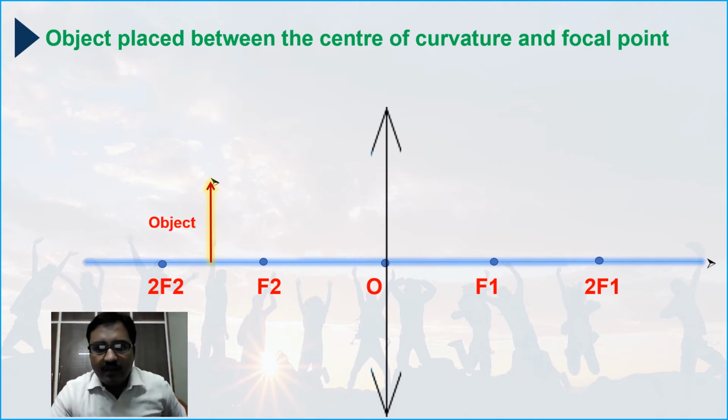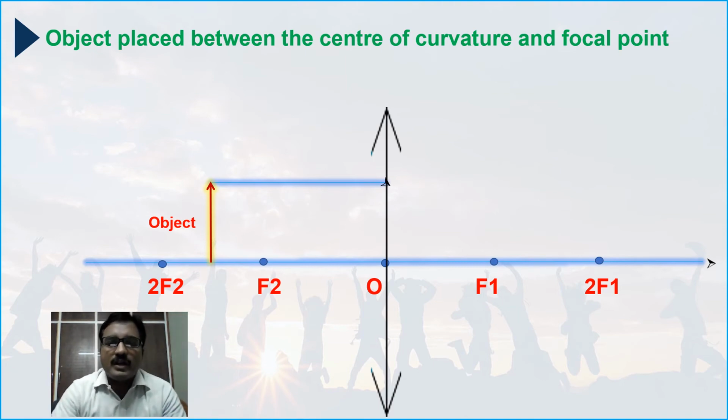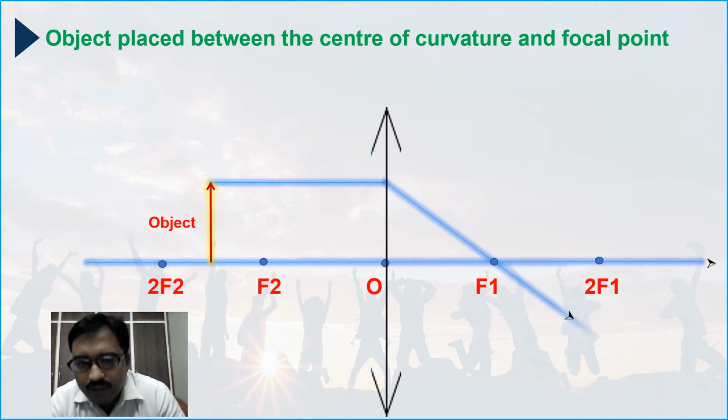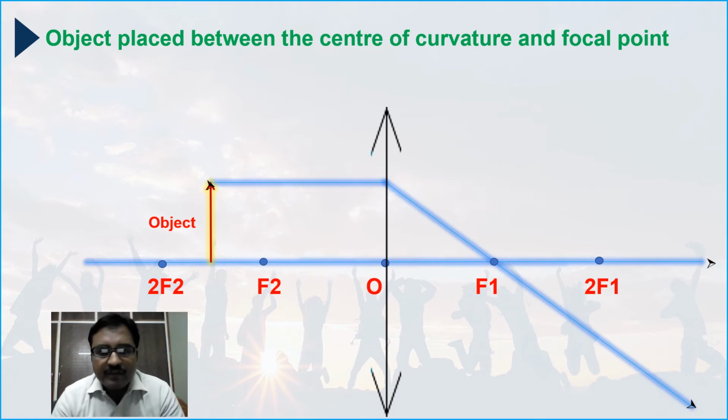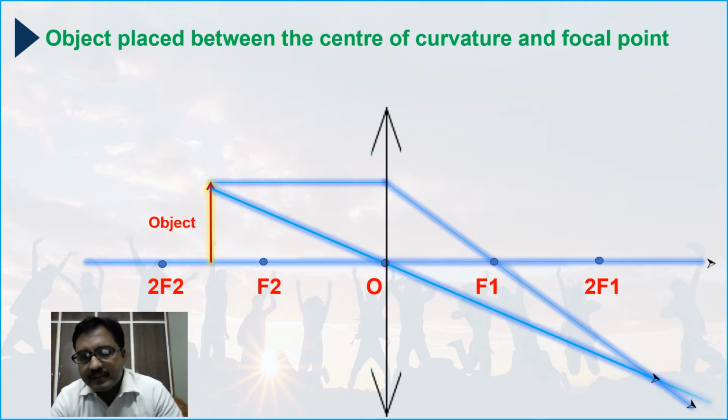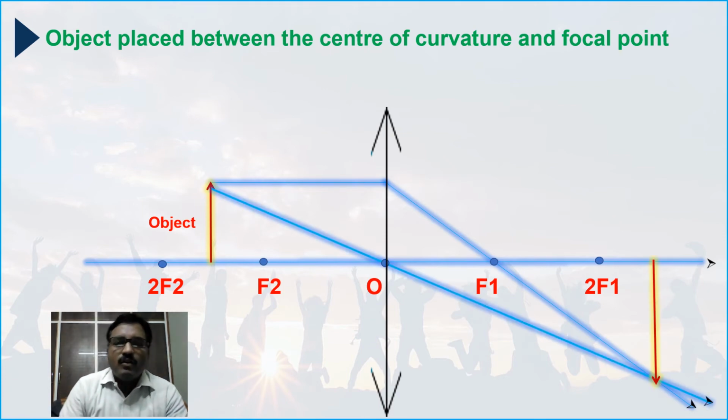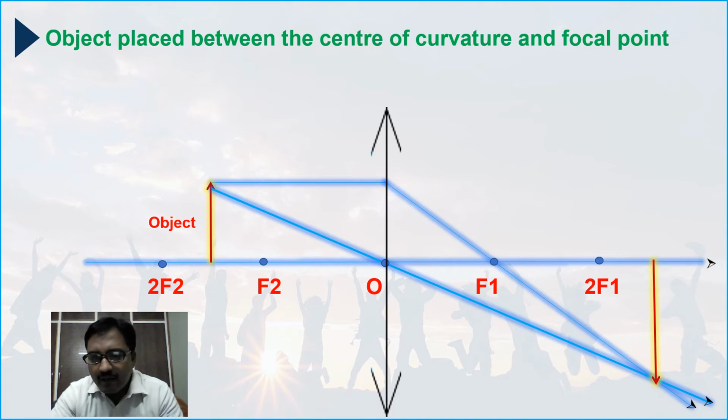Now the same thing we have to do. We have to draw a light ray parallel to the principal axis. After refraction, the light ray is going to pass through the focal point. We all know that. Immediately after that, we have to draw one more line, which is passing through the pole of the lens. Where they intersect, there we get the image. Here it is.